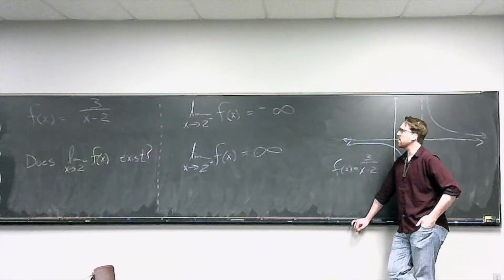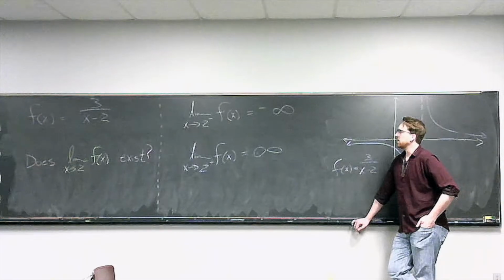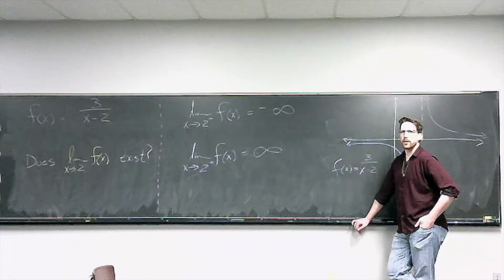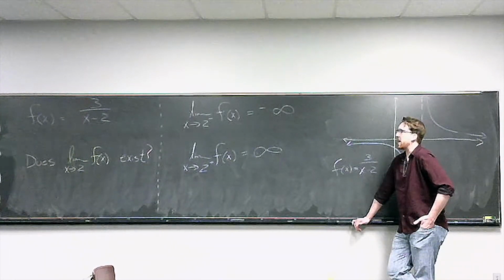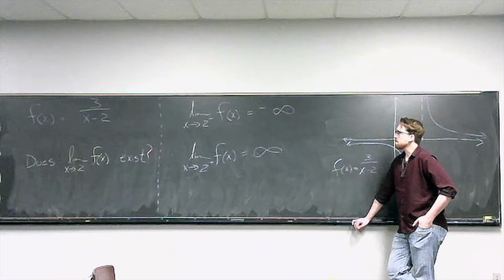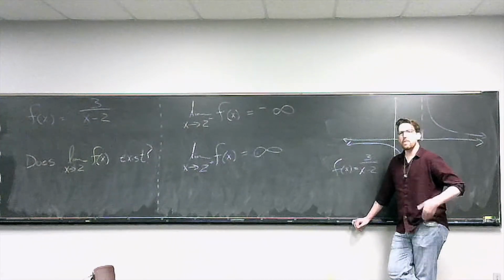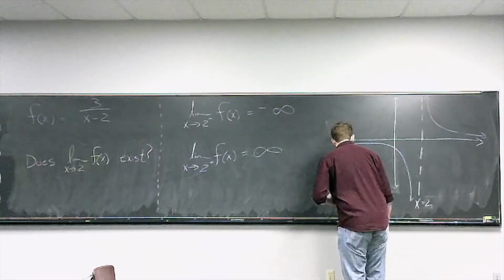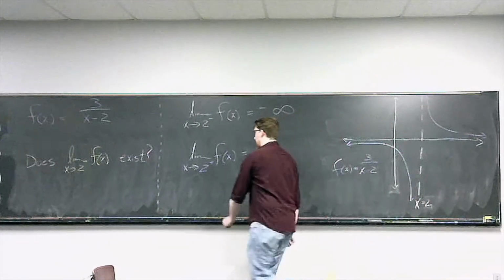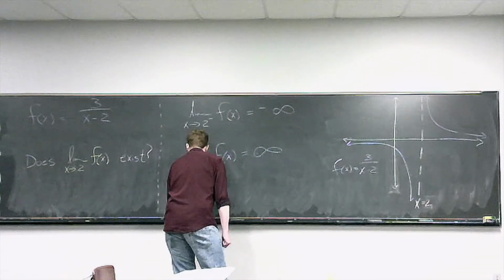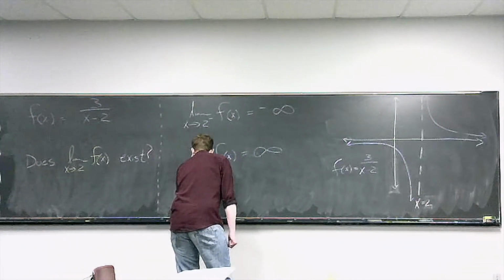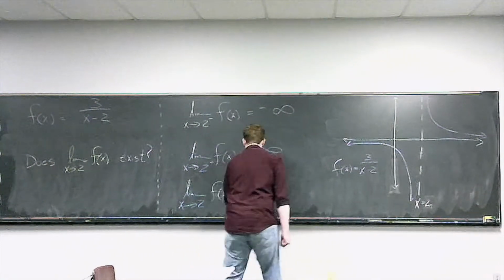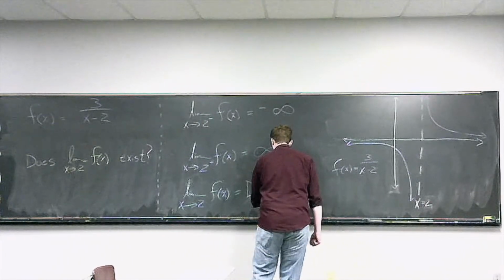Well, I don't know about you, but that doesn't look equal, right? Negative infinity and infinity, they're not equivalent values. So the limit from the left and the limit from the right aren't equal. And as a result, we would say that the limit as x approaches 2 of our function does not exist.